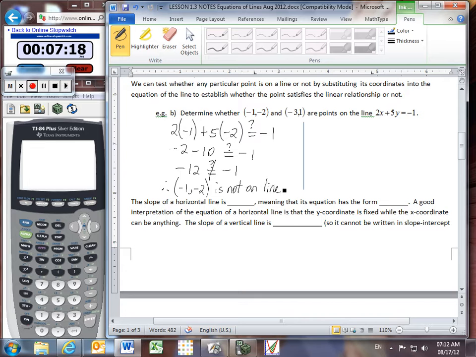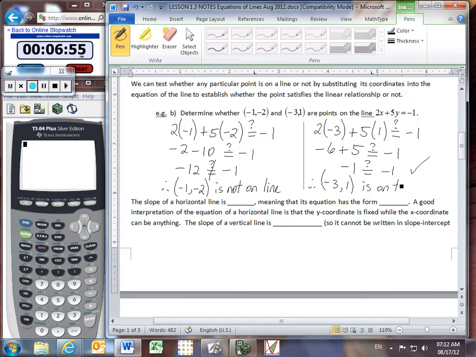Let's check the other point. I'll substitute in the x value, I'll substitute in the y value, and let's see if that's equal to negative 1. Negative 6 plus 5, is that equal to negative 1? Is negative 1 equal to negative 1? Yes! And therefore we can conclude that the second point, negative 3 comma 1, is on the line, and is one of the points that satisfies that linear relationship.